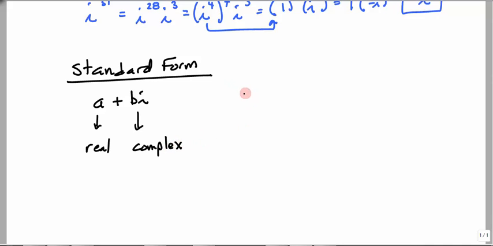So I could have something like 2 plus 3i. This is in standard form. Real comes first, complex comes second. Now if I just had a complex part, let's say we had no real part and a complex part, usually I would just write that as a minus 2i. You don't include the 0. So all of your answers are supposed to be in a plus bi form when you're working here.